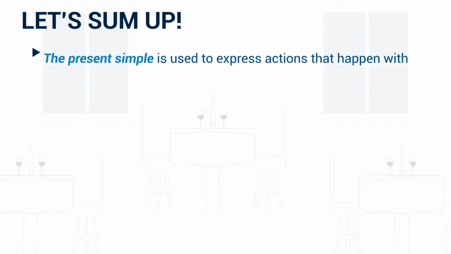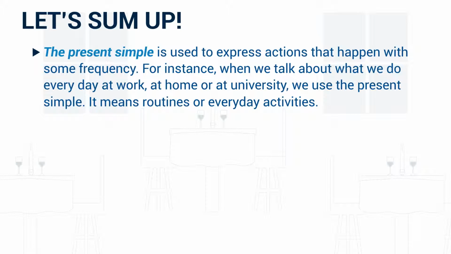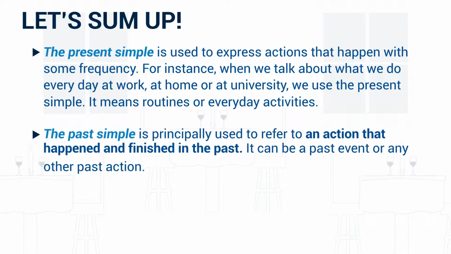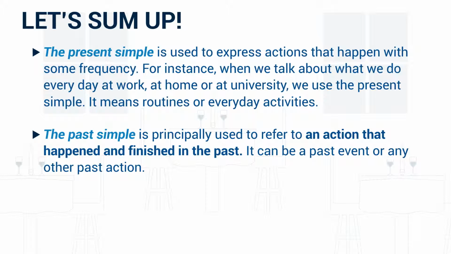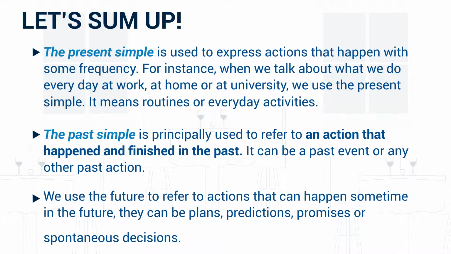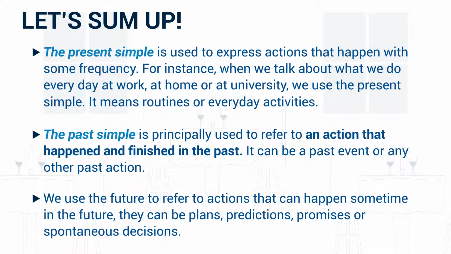Let's sum up. The present simple is used to express actions that happen with some frequency. For instance, when we talk about what we do every day at work, at home, or at university, we use the present simple. It means routines or everyday activities. The past simple is principally used to refer to an action that happened and finished in the past. It can be a past event or any other past action. We use the future to refer to actions that can happen sometime in the future. They can be plans, predictions, promises, or spontaneous decisions.